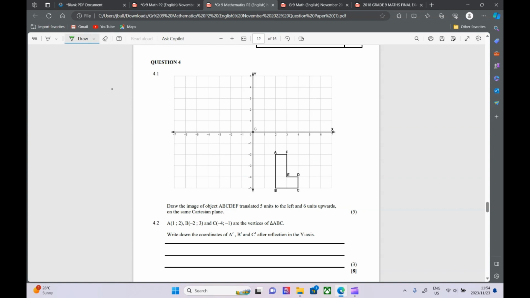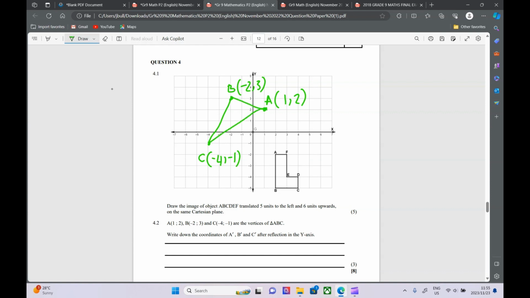Okay, so they say A is the point 1, 2. So x is 1, y is 2. So that's A. B is the point minus 2 and 3. So it's there. Let's just write these. Minus 2, 3. 1 and 2. And then C is the point minus 4, minus 1. Okay, so we have a triangle that looks like this.